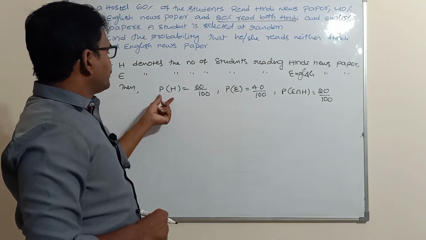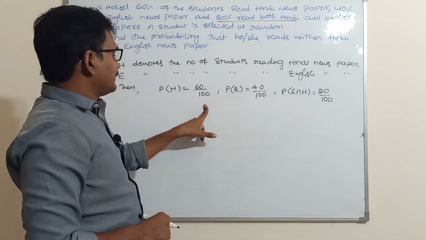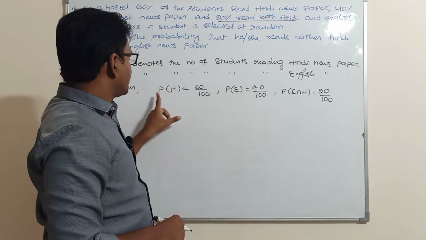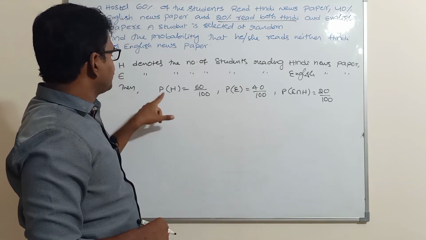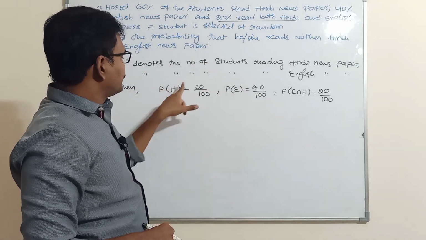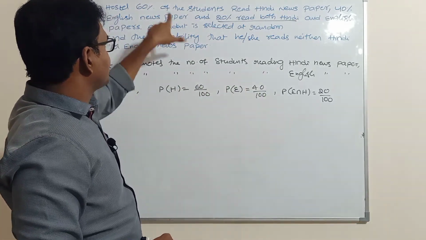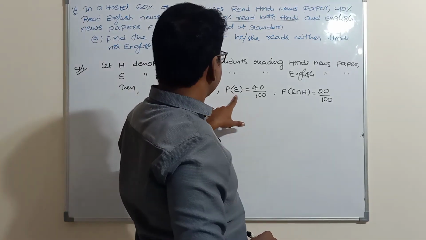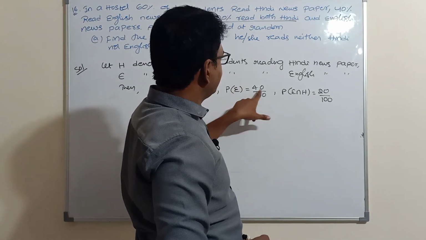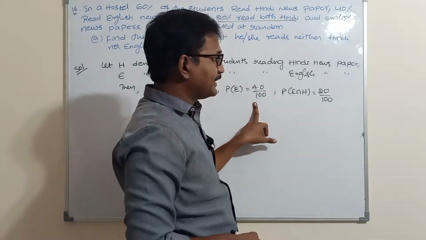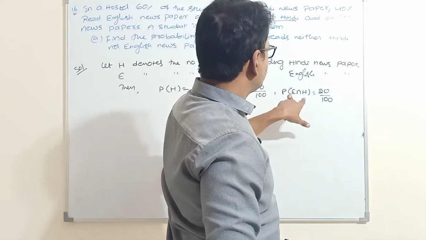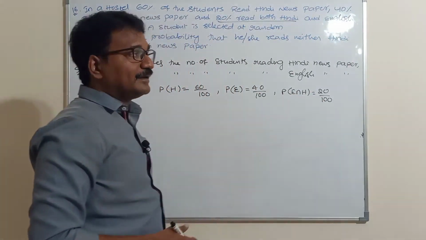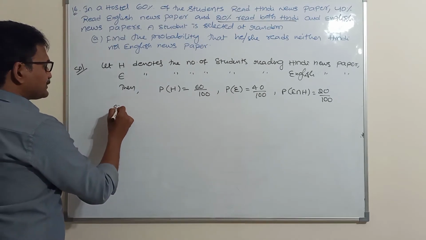Here probability 60% means 60 by 100. What does H denote? Probability of students reading Hindi newspaper is how much? 60%. That means 60 by 100. Next, probability of students reading English newspaper is 40%. That means 40 by 100. Next, probability of students reading both English and Hindi newspaper is 20 by 100, 20%.